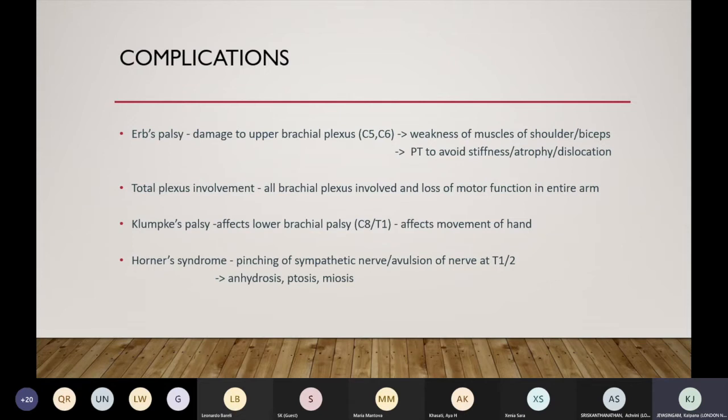Then you have Klumpke's palsy, the opposite of Erb's palsy in the sense that it affects the lower brachial plexus, i.e. C8 to T1, and affects the movement of the hands. Sometimes you could have pinching at the root, which causes Horner syndrome, pinching of the sympathetic nerve at the level of T1, T2, which can cause anhidrosis, no sweating on the affected side, ptosis, and miosis, which is a very small pupil.